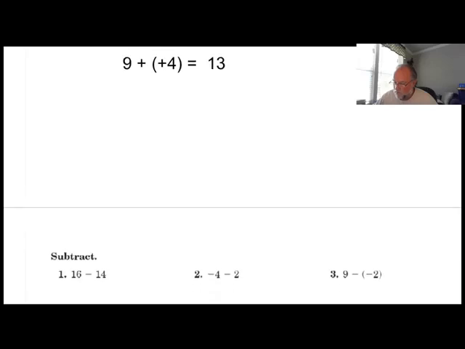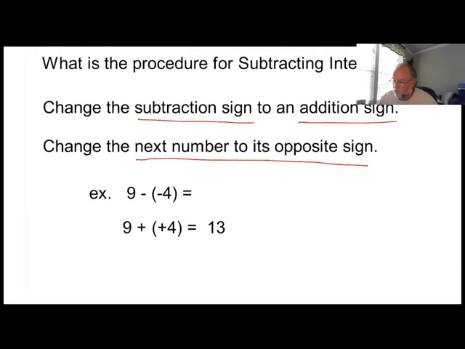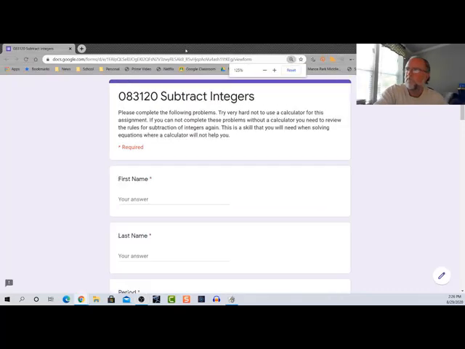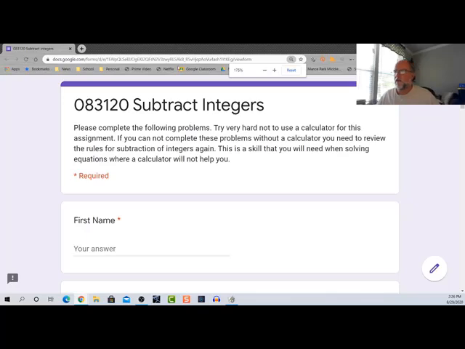Okay, so that's what I'm going to have you do on your assignment today. Just like on Friday, I gave you a form to fill out, you're going to do the same thing with subtraction. So let's talk about that real quick. Let me switch my screen so that you can see what's on the form. This form looks exactly like the one that we did on Friday. Let me make it a little bit bigger so you can see it better. There we go.